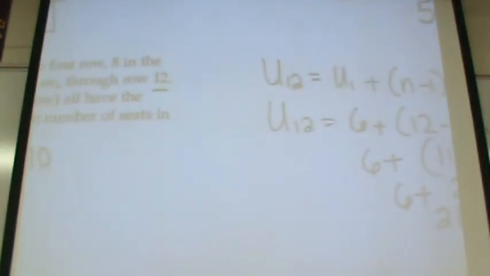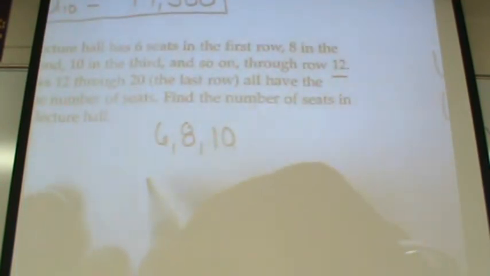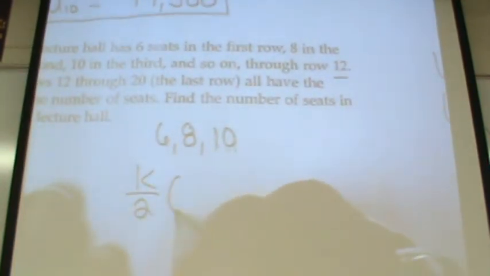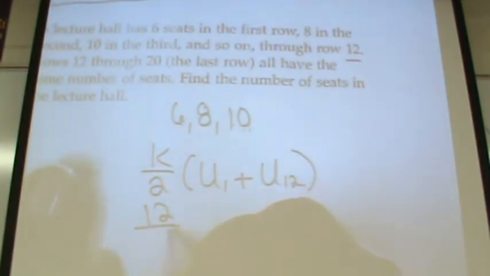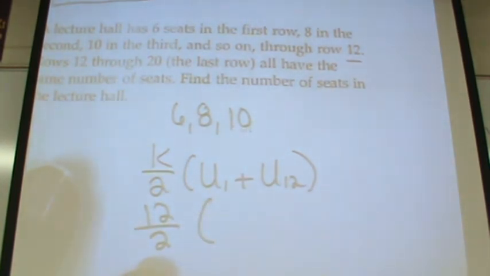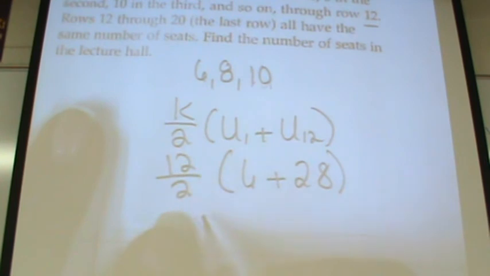So how do you figure out the seats if you were adding up rows 1 through 12? It'd be k over 2 times the first row plus the 12th row. So 12 over 2, plus in row 1 we have 6 seats, and in row 12 we just figured it out to be 28 seats. So 6 times, and this is 34, and you get 204 seats.